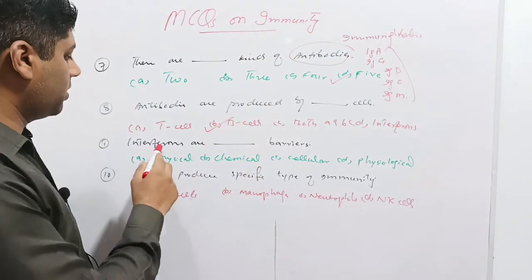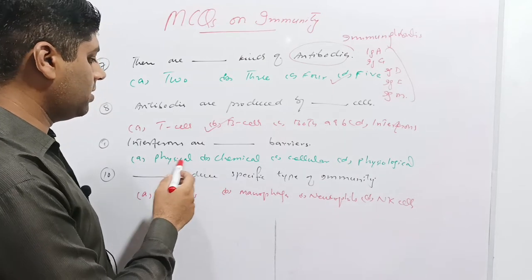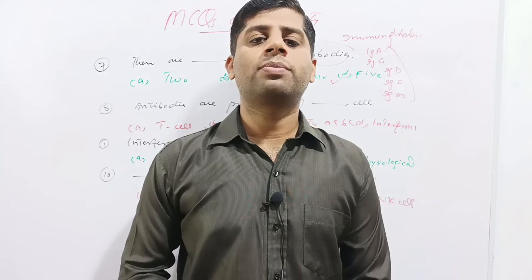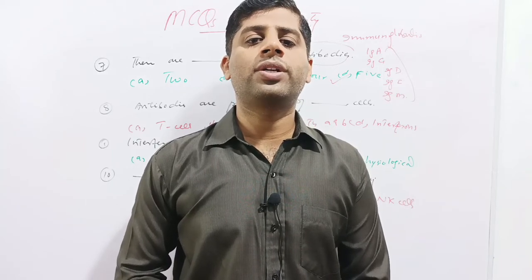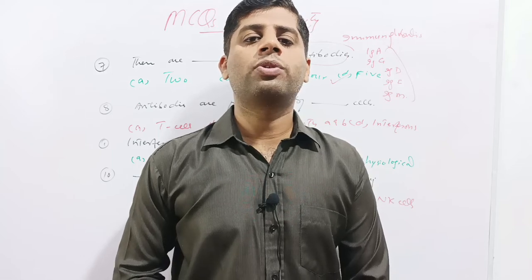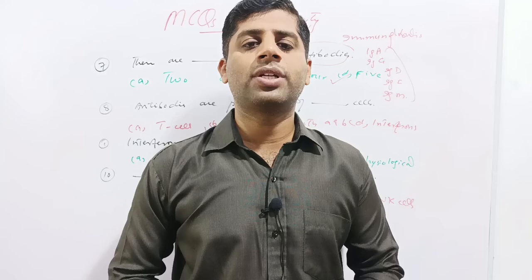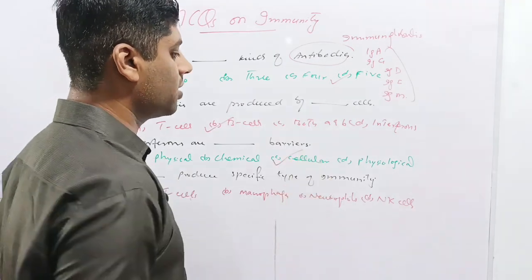Next question is, interferons are dash barriers. Given options are physical, chemical, cellular or physiological. Interferons are basically proteins in nature and secreted from the viral infected cells to alert or activate the surrounding tissues or cells to prevent from the viral attack or viral invasions. Interferons are basically secreted from the cells, so these pose cellular barrier. So the option C is correct, that interferons are cellular barriers.